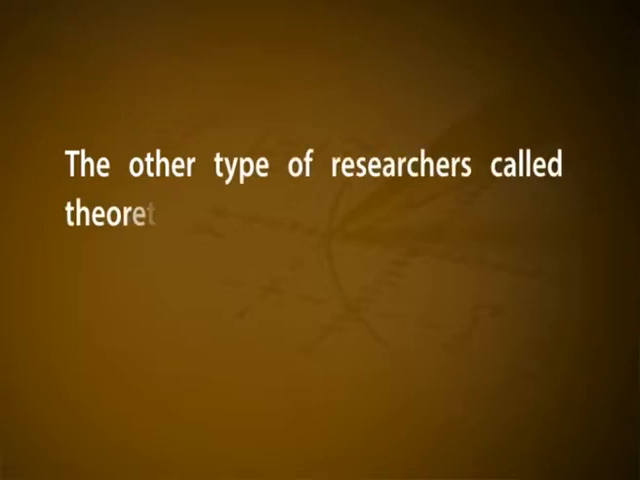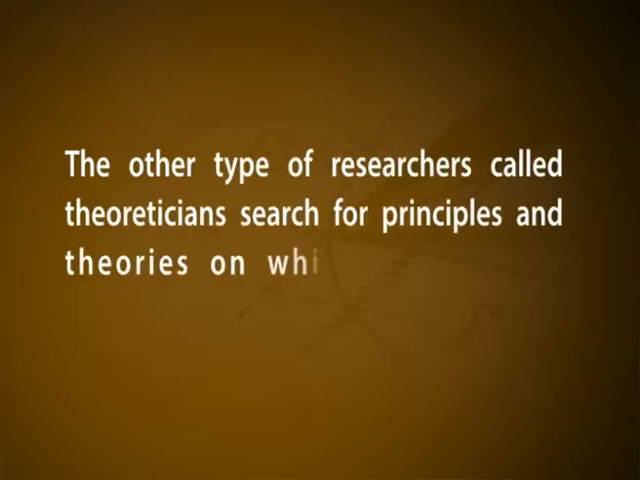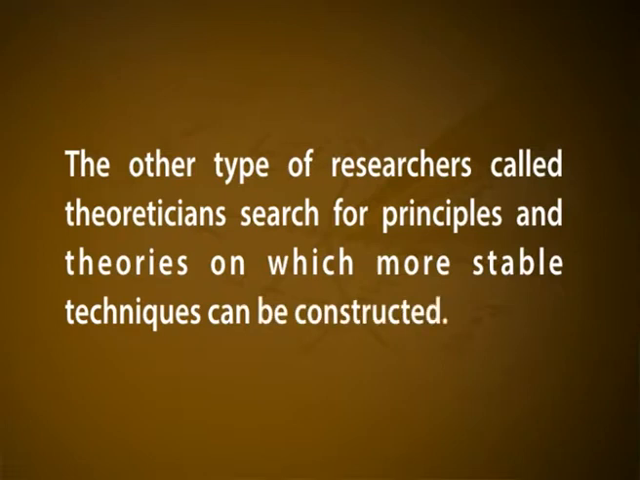Thus, research in software engineering is currently progressing in two dimensions. Some researchers, called practitioners, work towards developing techniques for immediate application. The other type of researchers, called theoreticians, search for principles and theories on which more stable techniques can be constructed.